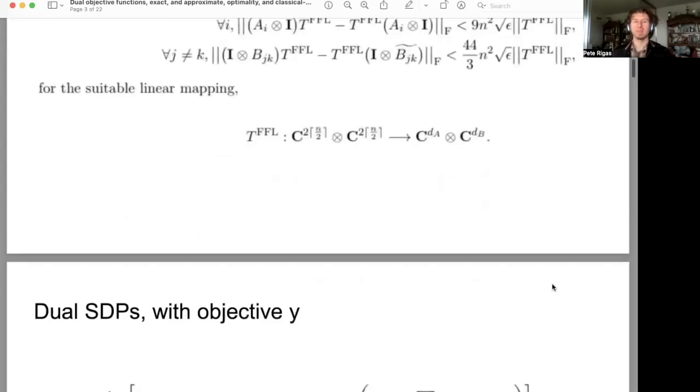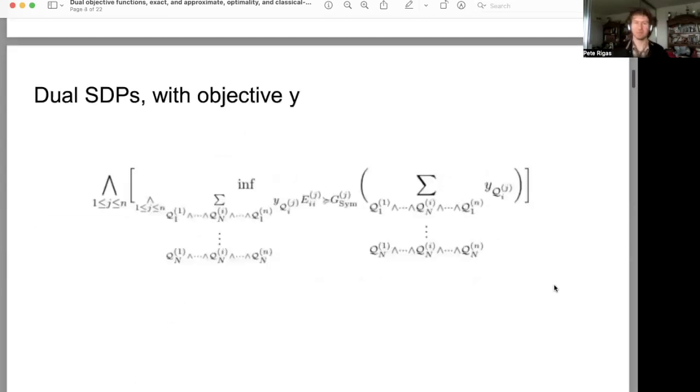And the dual SDP, the dual semi-definite program with the objective Y, which again we're going to study and characterize further in this presentation, the third presentation of the series, is given by the fact that you're still going to perform some strong parallel repetition operation, but like I had mentioned, the original semi-definite program is defined in terms of a supremum.